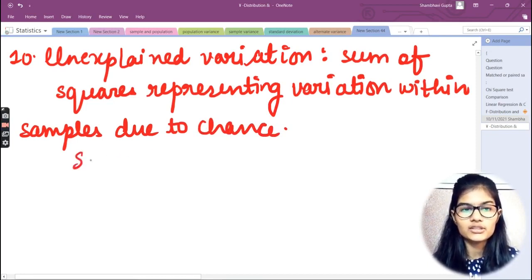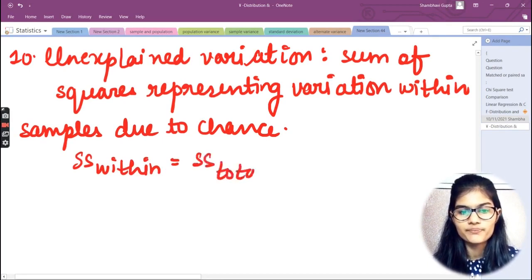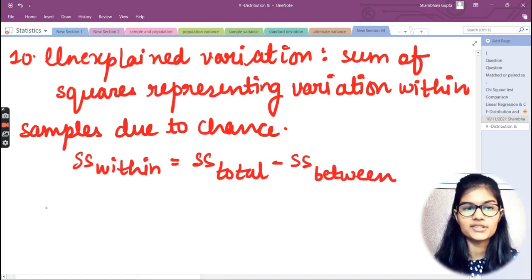So what's the value for that? It is SS within. Sorry, it's not width, it's within. One second. So SS within is equal to SS total minus SS between. Right? So this is done.